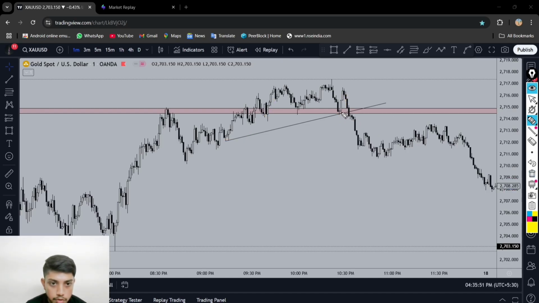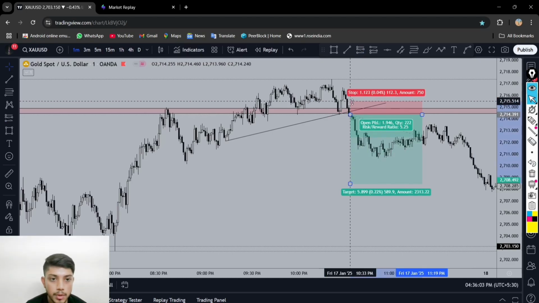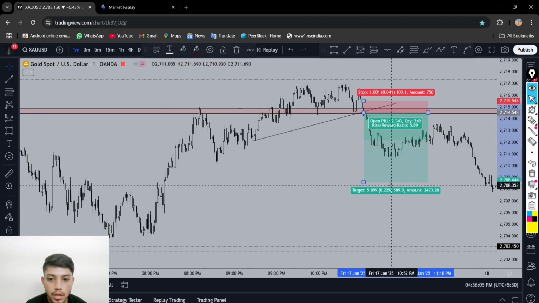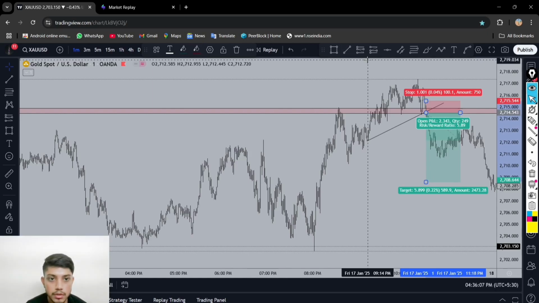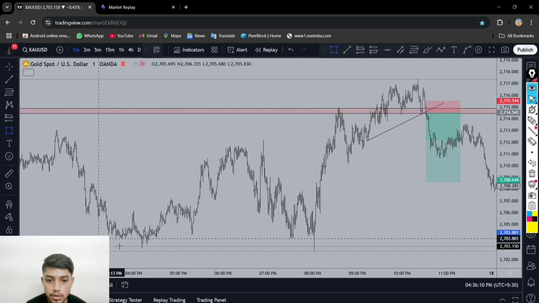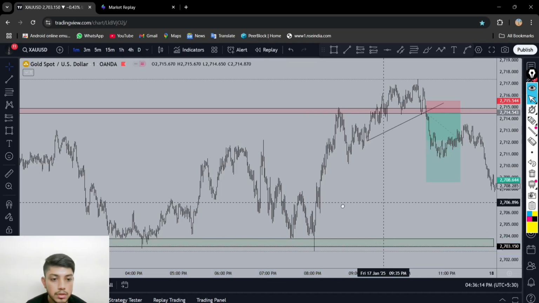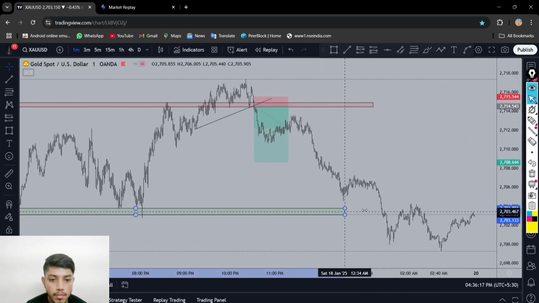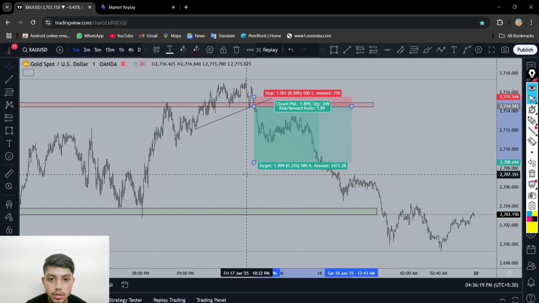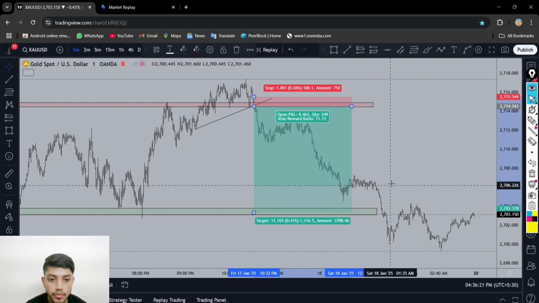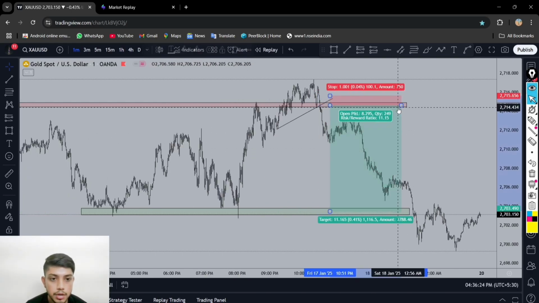As soon as this trend line is crossed, we'll come back to our core, our foundation, that is sell on resistance. We are selling on resistance. This will be our entry. Stop loss will be above this level, almost around 10 pips. And the target will be the next support in the market, which is this level. This is our support. So as you can see, we have captured almost 100 pips.